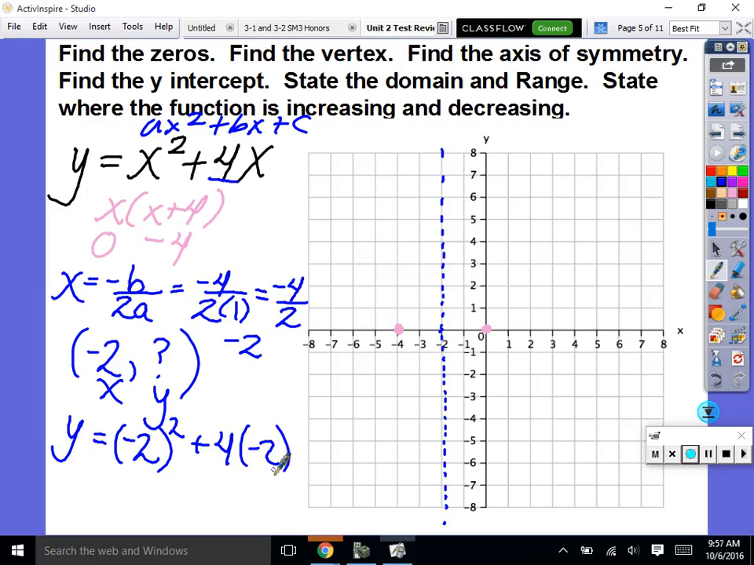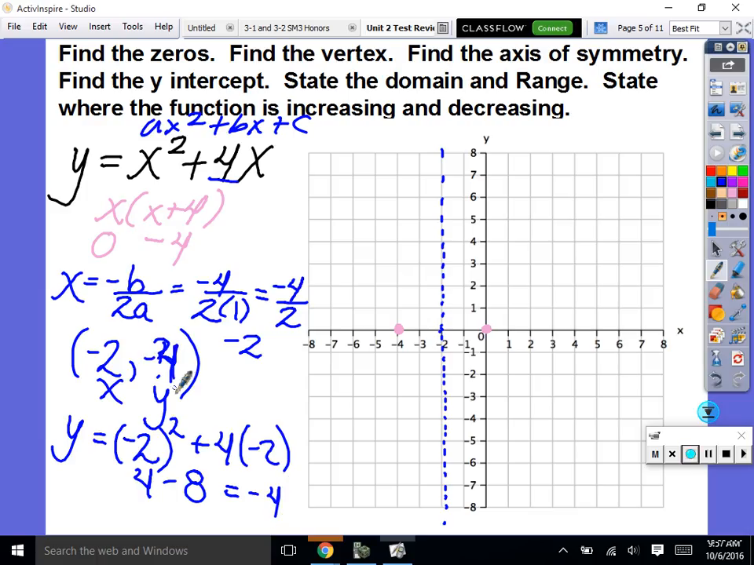So everybody, including people with just a scientific calculator, type it in. Negative 2 times negative 2. What do we get? 4. Okay, 4. And then we have minus 8, correct? Because 4 times negative 2. Does everybody understand? 4 minus 8 is negative 4. So we have negative 2, negative 4.